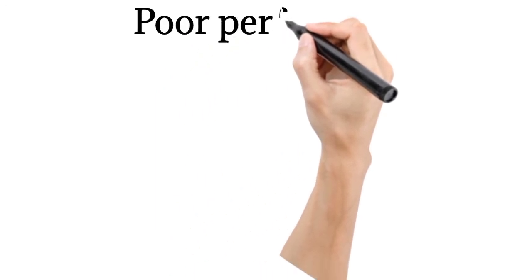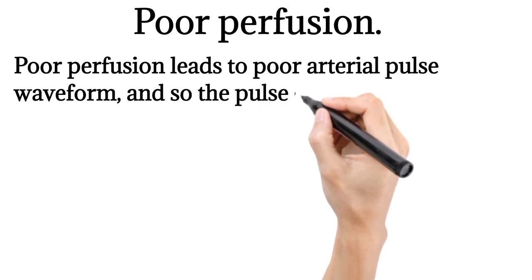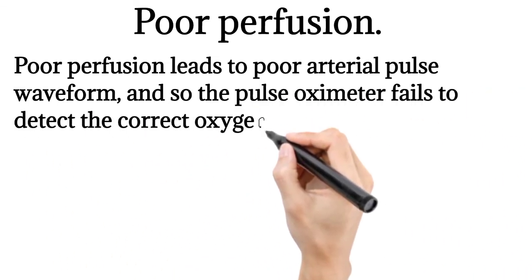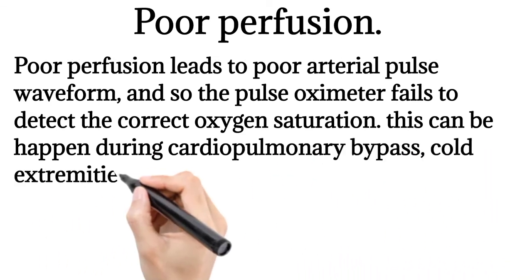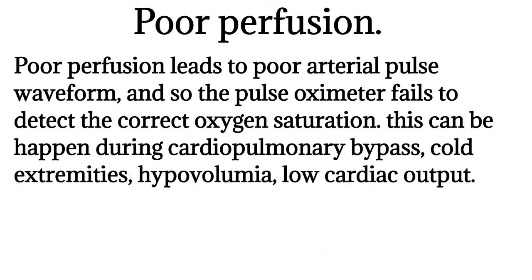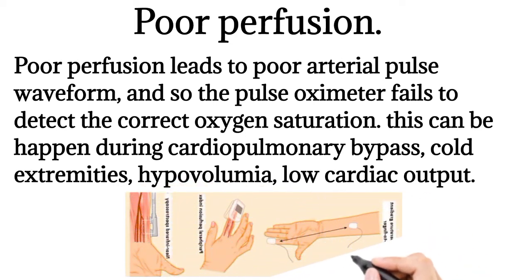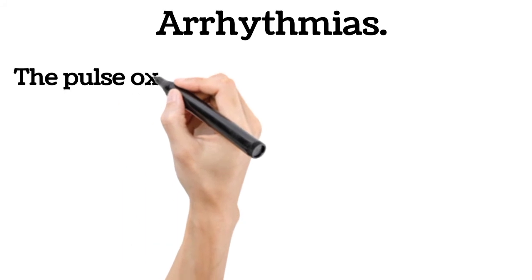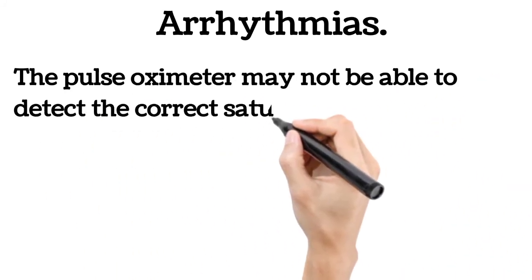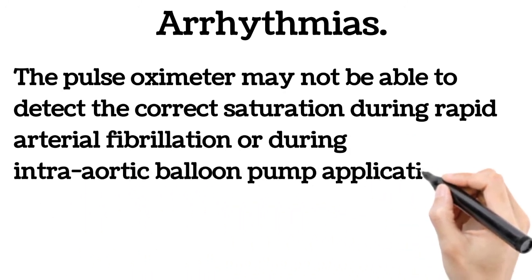Poor perfusion. Poor perfusion leads to poor arterial pulse waveform, and so the pulse oximeter fails to detect the correct oxygen saturation. This can happen during cardiopulmonary bypass, cold extremities, hypovolemia, low cardiac output. Arrhythmias. The pulse oximeter may not be able to detect the correct saturation during rapid atrial fibrillation, or during intra-aortic balloon pump application.